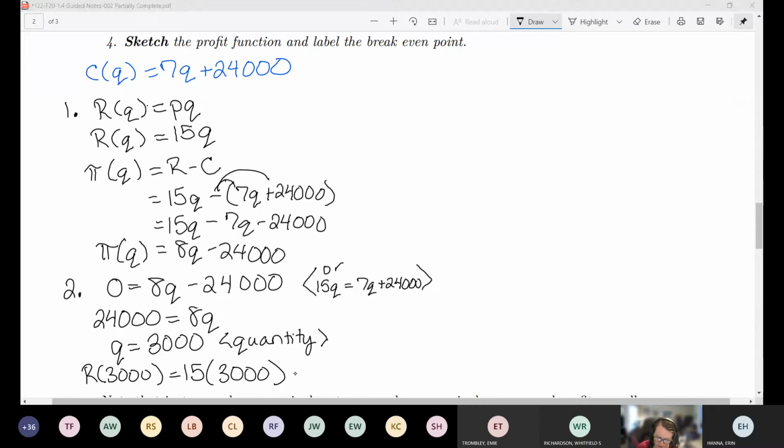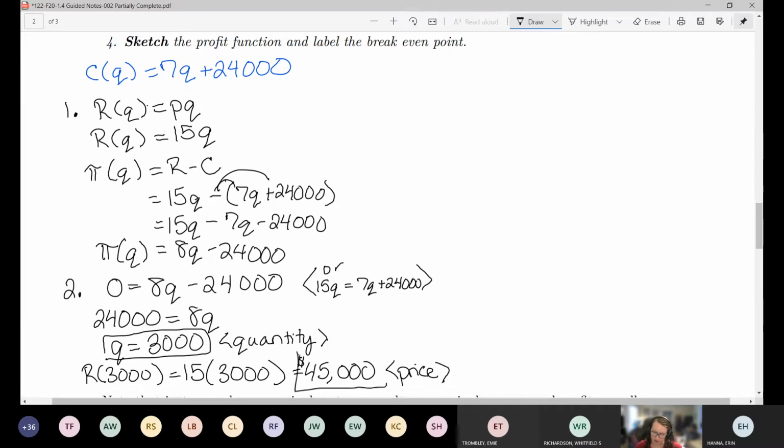Anyway, so we plug that into the revenue function, we get 45,000. In this case, it would be dollars since it's a price. And this is our break-even price. So we would need both of these values for our break-even point.